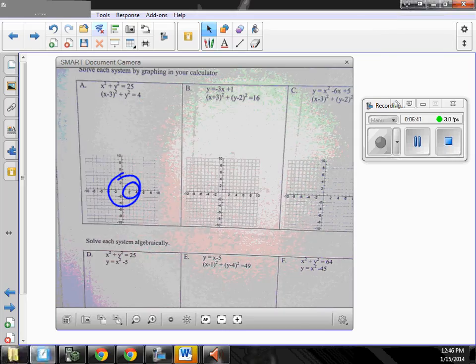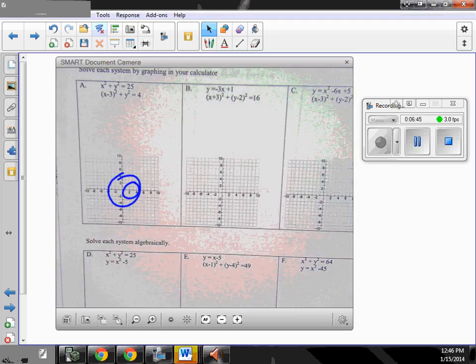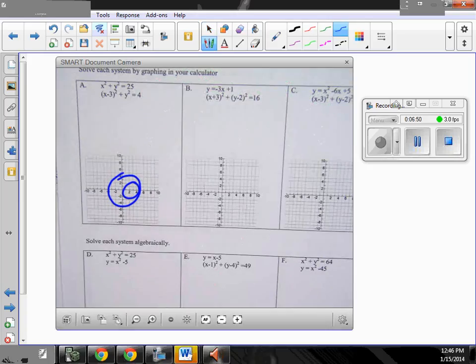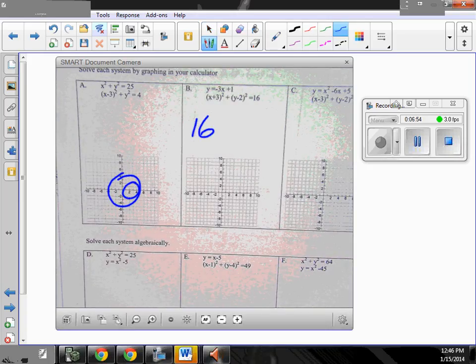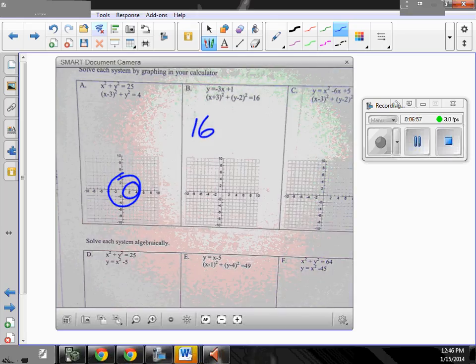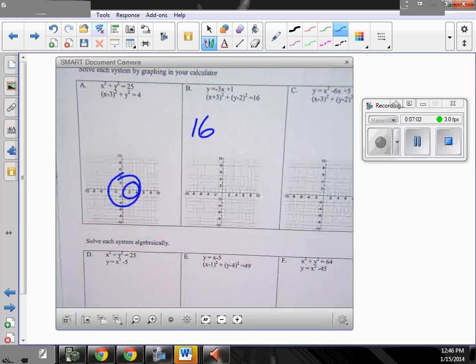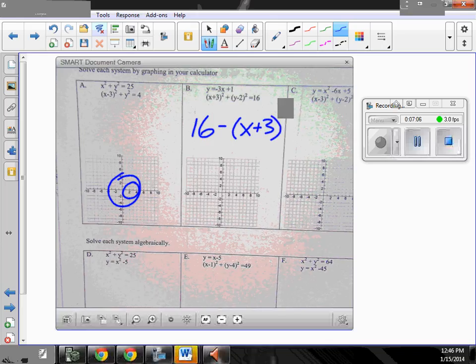All right, for number B, we have a linear equation and a circular equation. So we need to solve the circular equation for y. So I'm going to take 16. What do I move first? The whole x plus 3 squared. So 16 minus parenthesis x plus 3 squared.